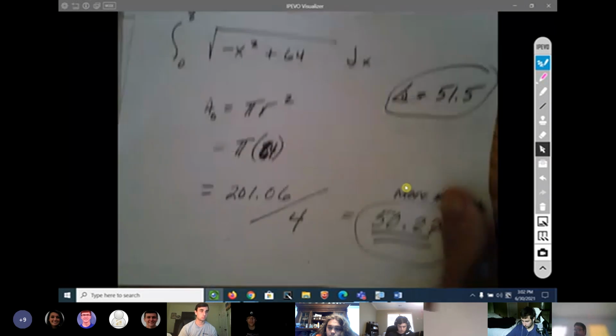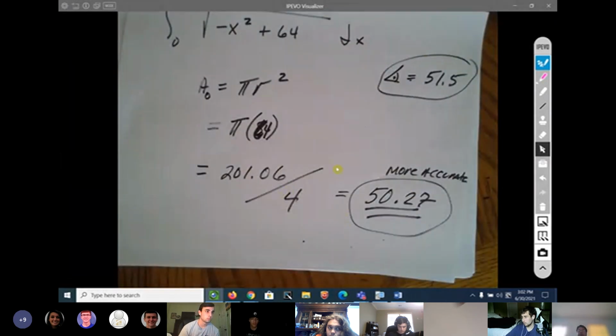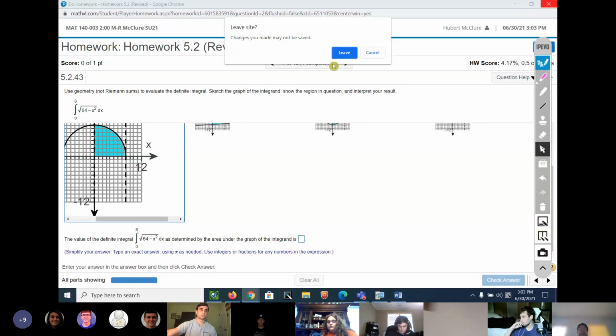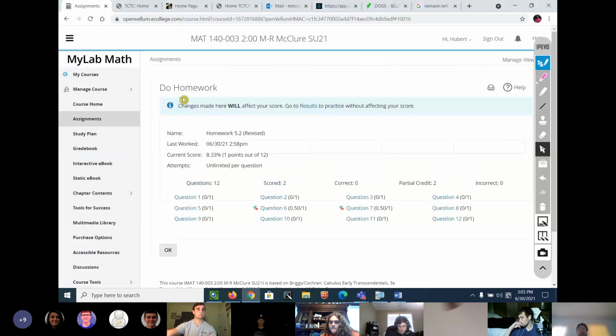Okay, so that's what they're wanting you to do. They're wanting you to eyeball it, and then they're wanting you to use some form of algebra to find the actual area. And again, what they're trying to get you to think in terms of is area. So let's go to 5.3. And this is where you start seeing a lot of your test questions.